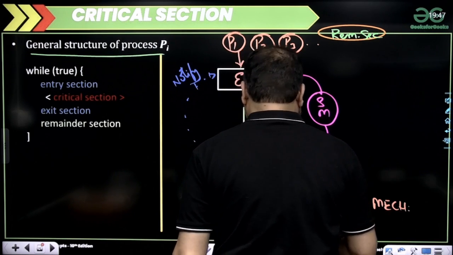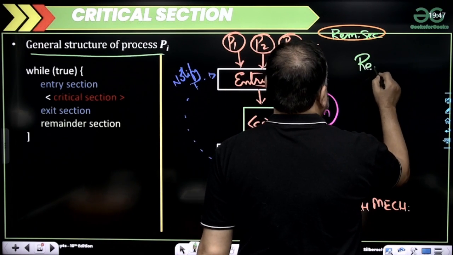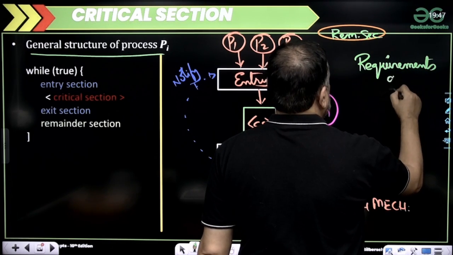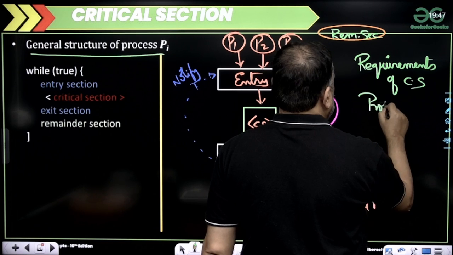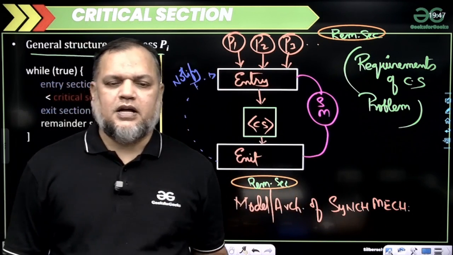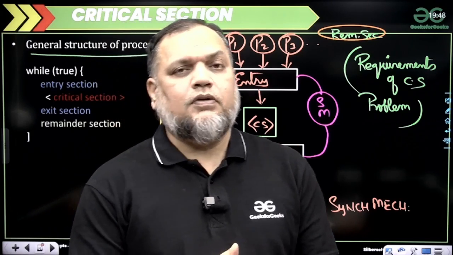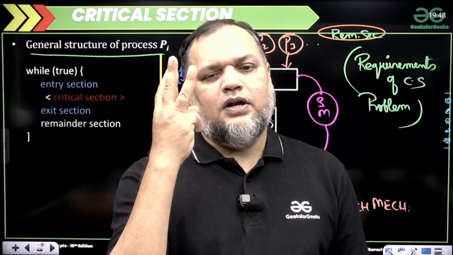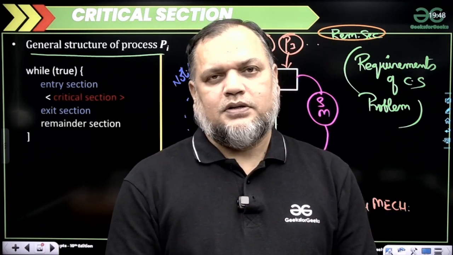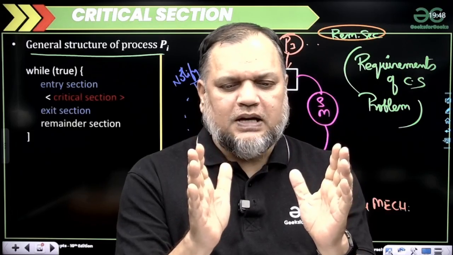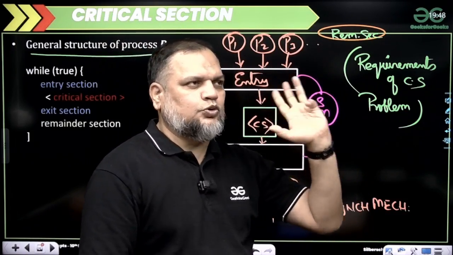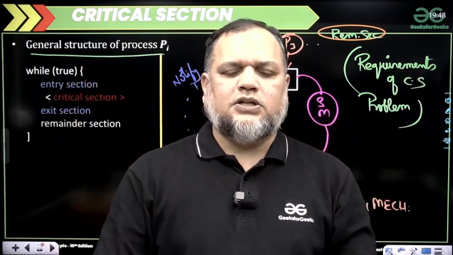So there are three requirements, boys and girls. Let me write it here. Requirements of the critical section problem to be fulfilled by the synchronization mechanism to classify it as the correct mechanism. As you know very well, you might have studied in the literature, there are three requirements. Number one, mutual exclusion. Number two, progress. Number three, bounded waiting. If any synchronization mechanism that you develop guarantees or satisfies these three requirements, mutual exclusion, progress and bounded waiting, then we say the solution is correct.